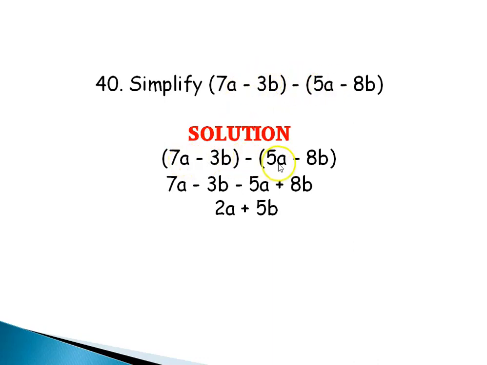So I'm going to rewrite my equation, opening my brackets now. 7a minus 3b, there's a minus here, so it will be minus 5a. Then minus minus will give me plus 8b. Remember, there's a minus here, another minus here, this gives me plus 8b. Then I collect like terms. 7a minus 5a, 2a. Minus 3b plus 8b, plus 5b. So this is my final answer. Is that taken? Very good.